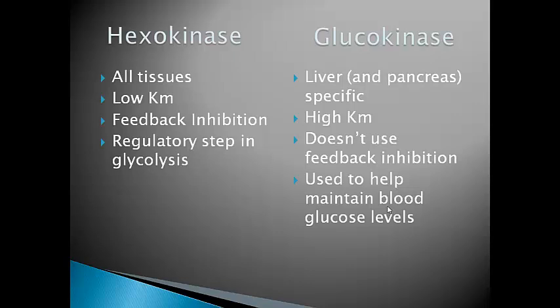Hexokinase is a regulatory step in glycolysis. Glucose can permeate the cell membrane easily. When hexokinase phosphorylates glucose, glucose becomes stuck inside of the cell. This activity helps regulate glycolysis within a cell. Glucokinase is liver specific and helps to maintain blood glucose levels within the body. This will be discussed a little later.